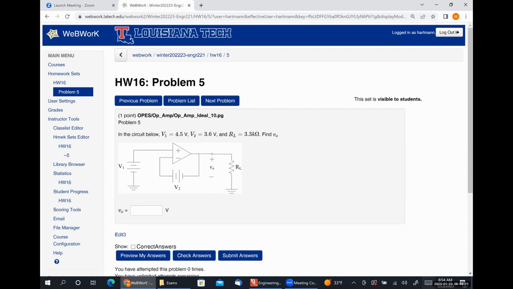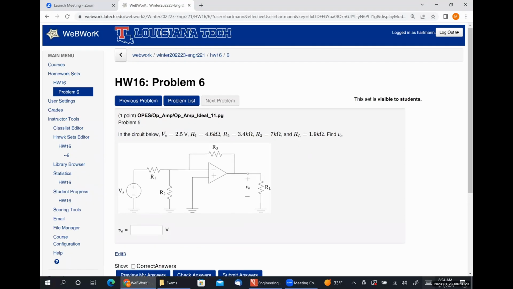This problem is almost exactly the same thing as problem number 3, except that there's not a resistor in the feedback loop as well, but we learned that the resistor didn't actually do anything. So I'll leave this one for you guys to do. Let's look at number 6.